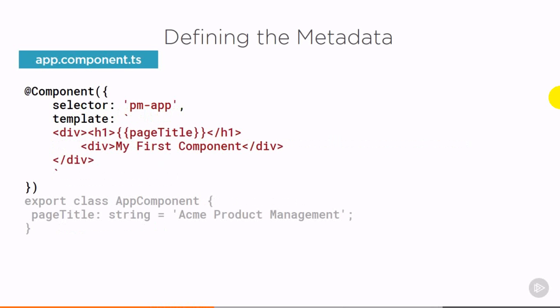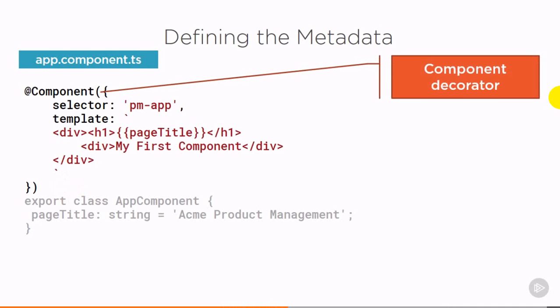We apply a decorator by positioning it immediately in front of the feature we are decorating. When decorating a class, as in this example, we define the decorator immediately above the class signature. Notice that there is no semicolon here. This syntax is similar to attributes used in other programming languages. We use the @Component decorator to identify the class as a component.